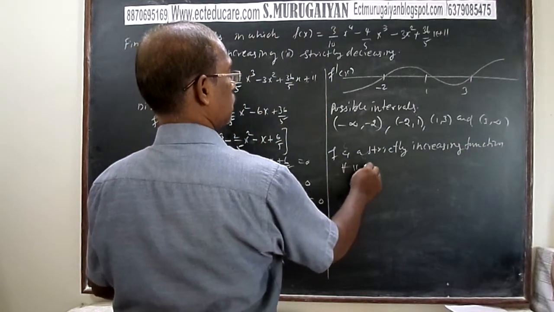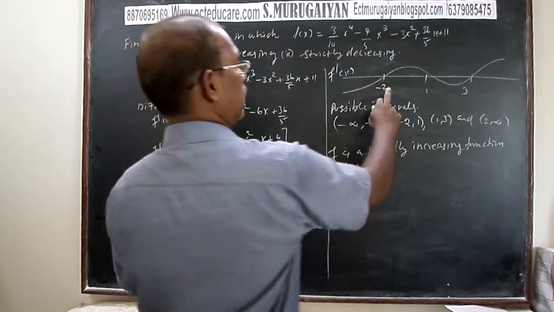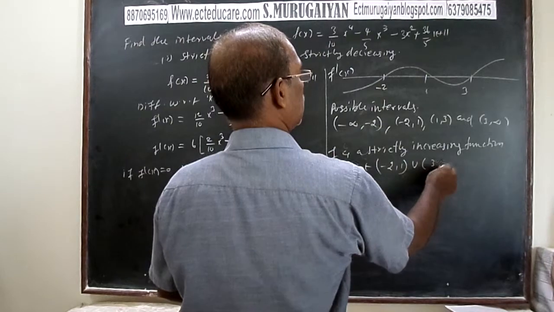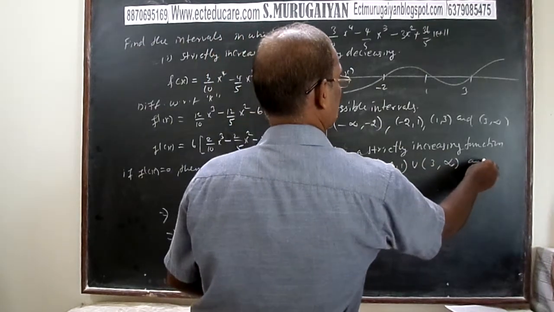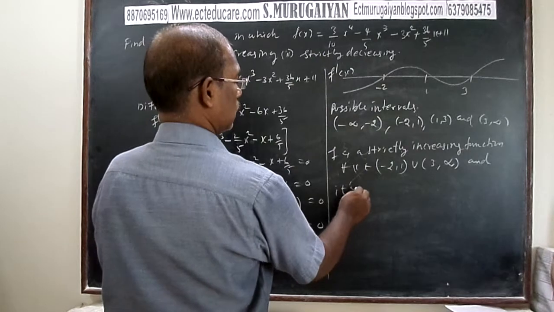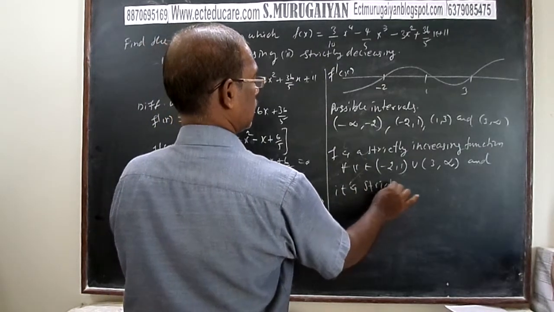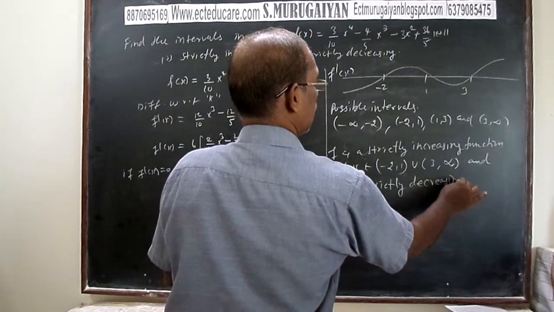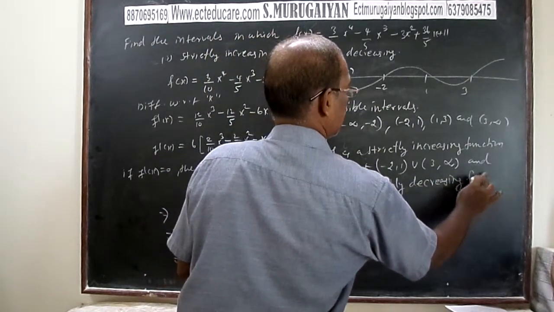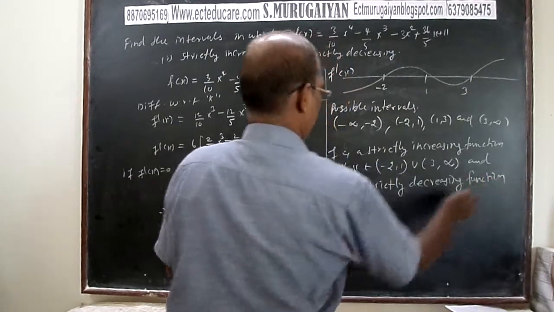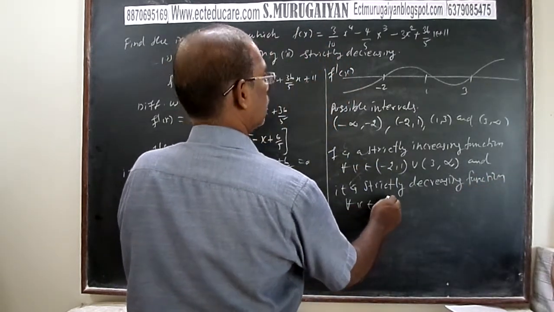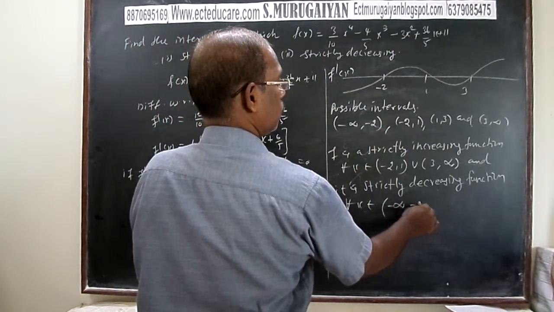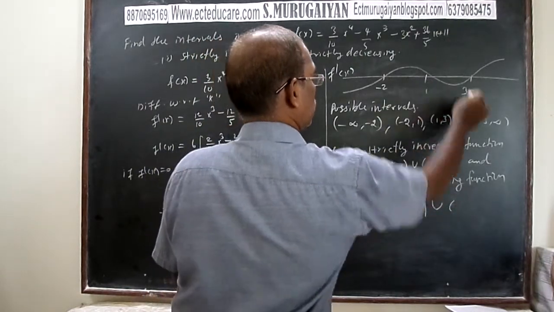For all x belongs to the interval minus 2 to 1 union 3 to infinity, and it is a strictly decreasing function for all x belongs to the interval minus infinity to minus 2 union 1 to 3.